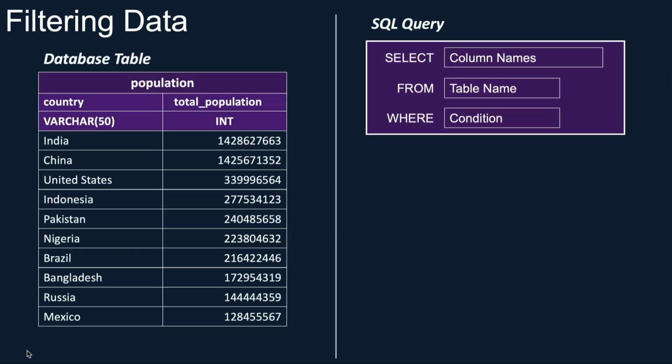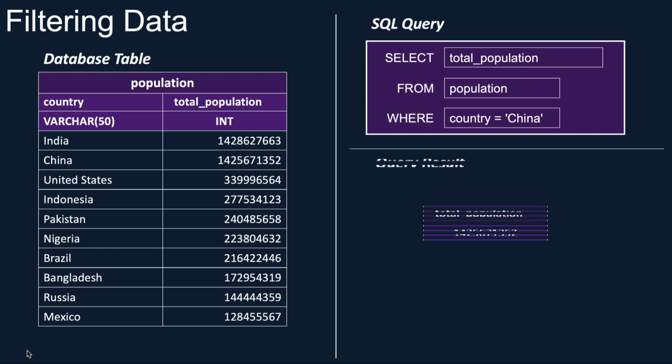Let's see an example using the data we already have in the population table. Let's say we simply want to get the total population of just one country, which is China. We write the query as select total population from population, and then we need a where condition to filter only the record with country as China. For that, we just have to add the where clause with the condition country equals China. Please note the quote around China. As we discussed before, strings or characters will have to be quoted. Running this SQL query will give us the total population of China alone, as you can see here.